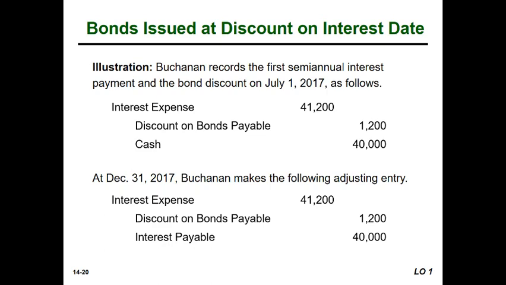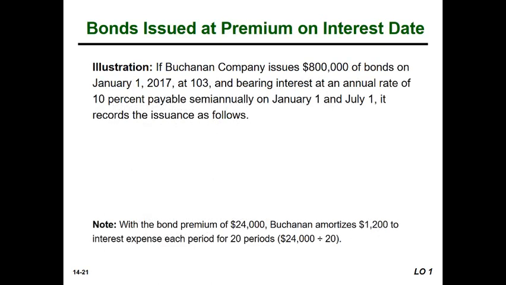Now, the last situation that can occur, because you can sell it at par or face value, or you can sell it at discount or less than face value, or you can sell it at premium. And again, we're still using the interest date. And here we sold it at 103.